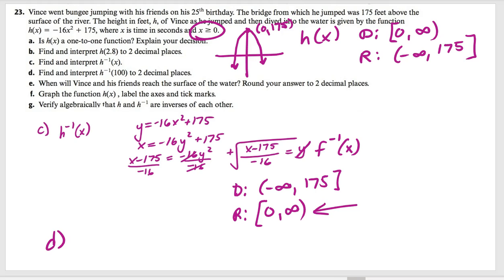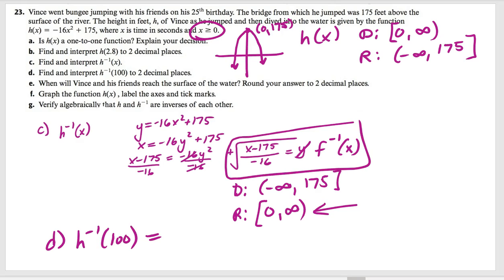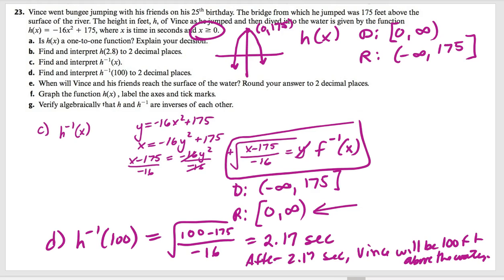Part D asks us to find the inverse at 100. So we're just going to take our function here and evaluate it for 100 for x. And I'll get that it's approximately equal to 2.17 seconds. The inverse tells us that at 2.17 seconds after he jumps, he will be 100 feet above the water.